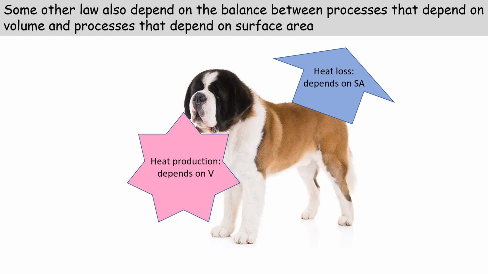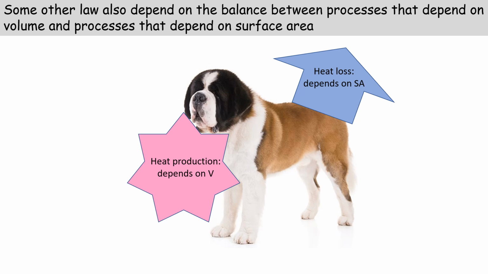Before concluding this slideshow, it's worth mentioning that there are some other laws that depend on the balance between processes that depend on volume and processes that depend on surface area. A good example is laws that relate to an animal's heat balance. Heat is produced within cells, which depends on the animal's volume. Heat is lost by radiation from the surface of the animal, which of course depends on its surface area.